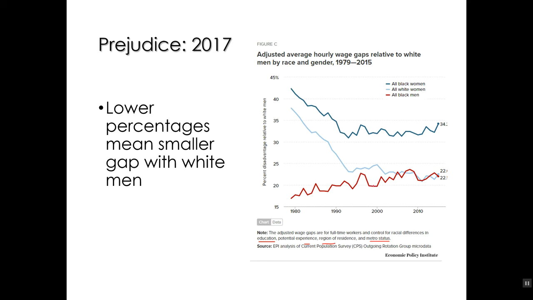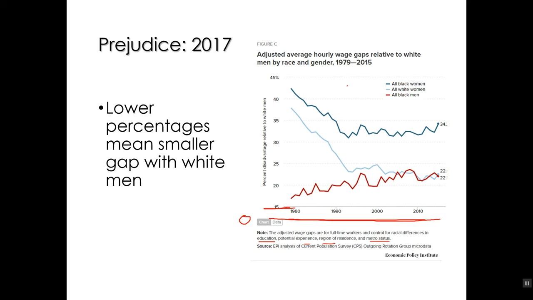What we see here is a graph of the hourly pay gap relative to white men. The lowest number here on the y-axis is 15%. What we'd want is everything at 0%, because when all of the different groups, black men, white women, and black women, are at 0%, that means there is no difference between what we pay black people and women, from the standard of white men.